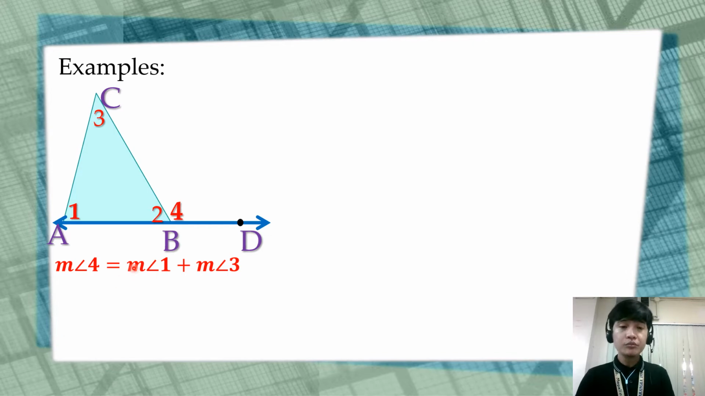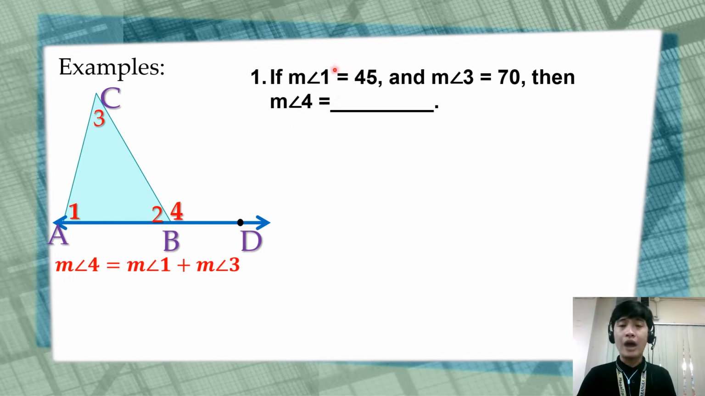Okay? Now, we all know a while ago in our discussion that the remote interior angles, sila po ay mga interior angles na hindi connected dun sa ating exterior angle. Kaya si angle 1 tsaka si angle 3, yung remote ni angle 4 na wherein si angle 4 ay exterior angle. Okay? So ito yung unang problem natin. If measurement of angle 1 is 45 and the measurement of angle 3 is 70, then measurement of angle 4 is blank. So tinatanong sa atin ano yung measurement ni angle 4. Okay? So since we all know that angle 4 is an exterior angle and alam na rin natin kung sino yung kanyang mga remote interior angles, we can use this one to solve for the measurement of angle 4.